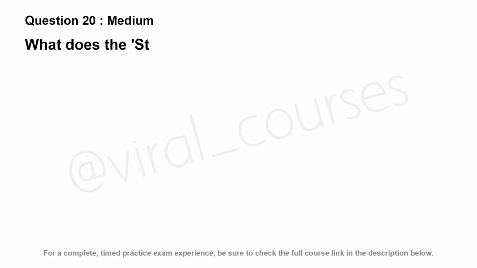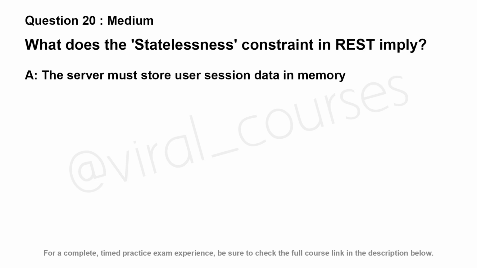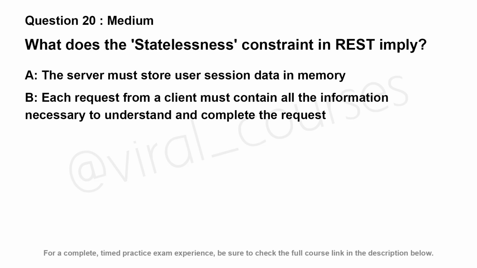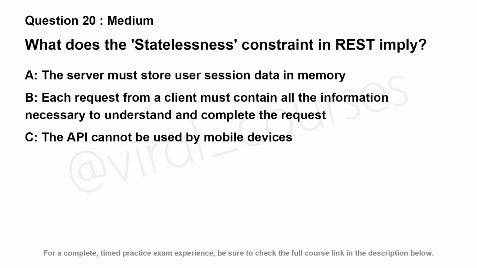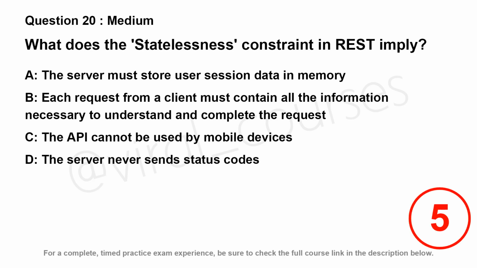What does the statelessness constraint in REST imply? Option A, the server must store user session data in memory. Option B, each request from a client must contain all the information necessary to understand and complete the request. Option C, the API cannot be used by mobile devices. Option D, the server never sends status codes.